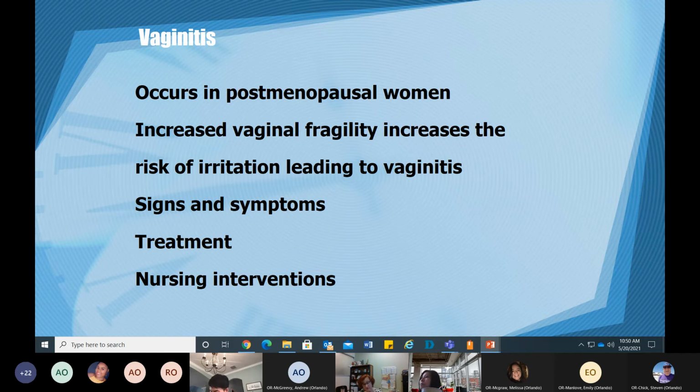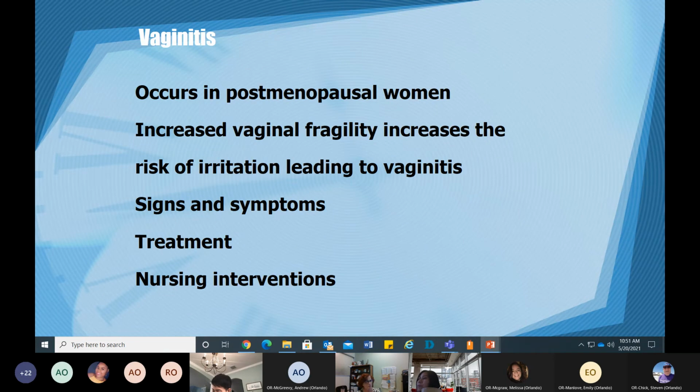So when we do have a patient and they come to the clinic and they have a history of recurrent vaginitis, when we teach them, we want to teach them about douching with a hypertonic saline occasionally. That helps with some of these vaginitis symptoms. All right.